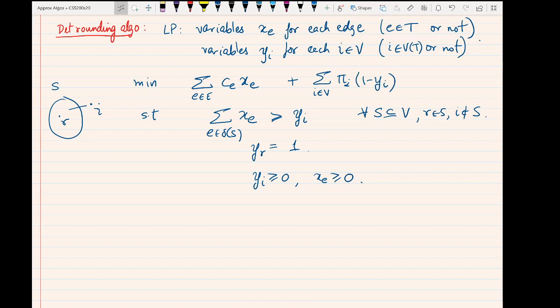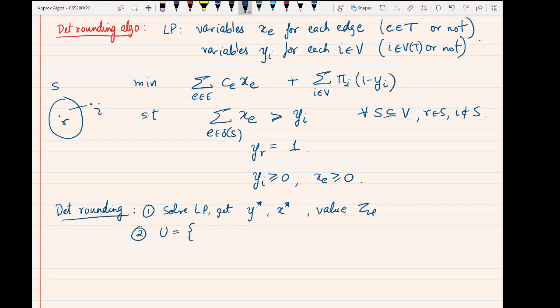What we'll need is basically the algorithm from before. So we're going to solve the LP and get the optimal solution, which are y stars, x star, and the value as usual is Z_LP, which consists of two parts, of course, the connection cost and the penalty cost.